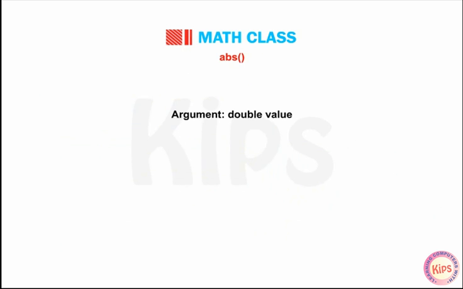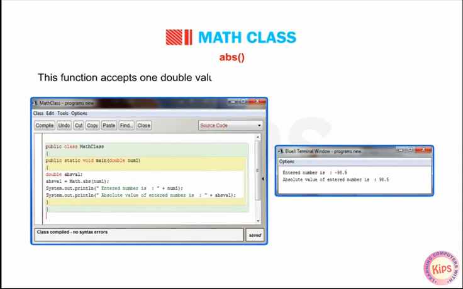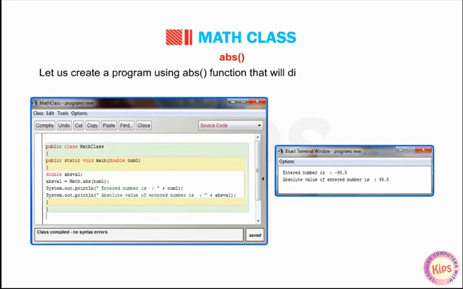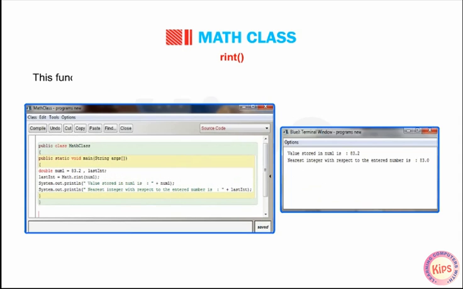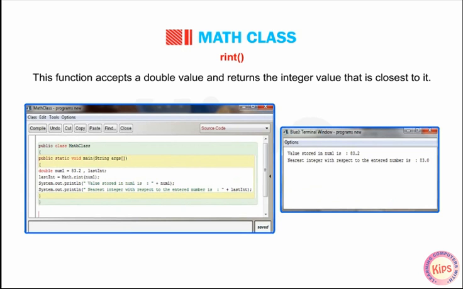Abs, argument double value, return type double. This function accepts one double value as argument and returns its absolute value. If the number is positive, it is returned as it is. If it is negative, then the positive number is returned. Let us create a program using abs function that will display the absolute value of a number passed to it. Round, argument double value, return type integer. This function accepts a double value and returns the integer value that is closest to it.